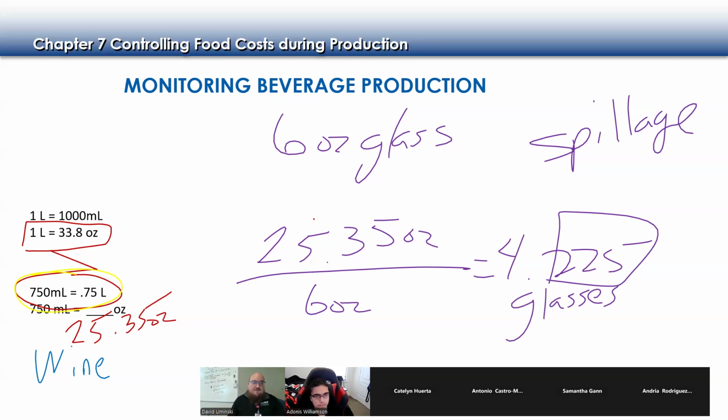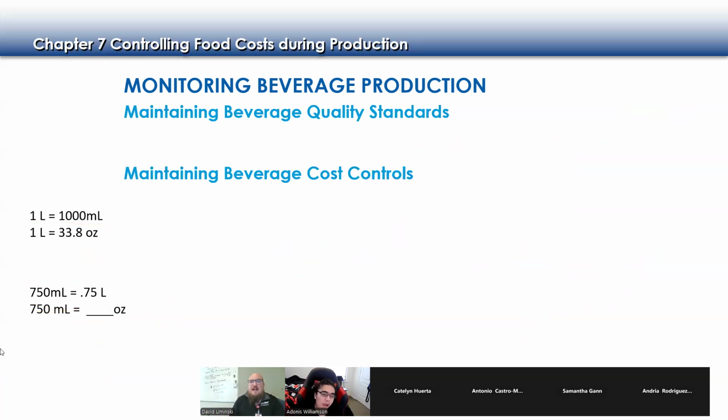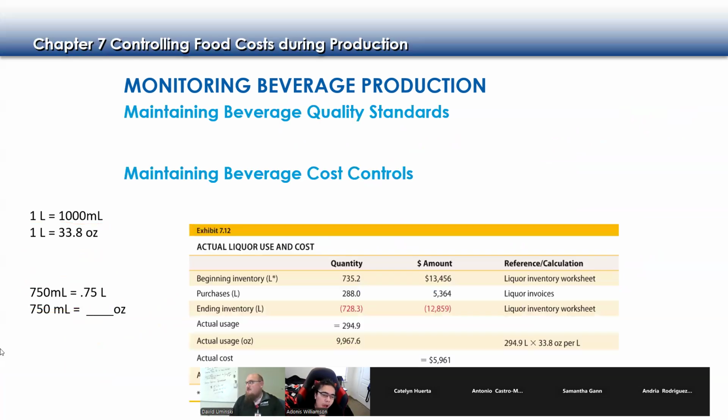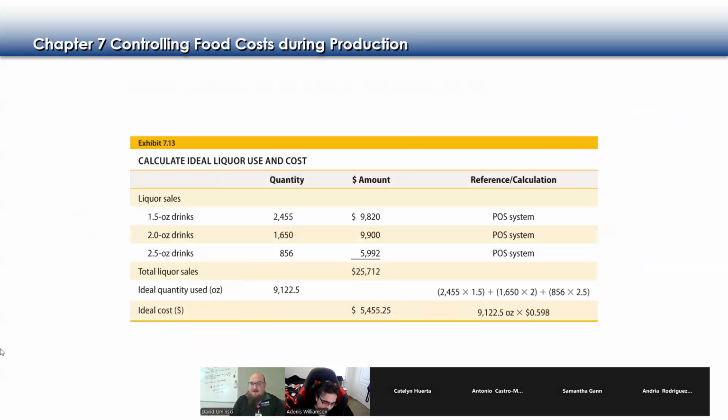Just like with our food, we can also keep track of our beverage standards and how much we're spending on our beverages.